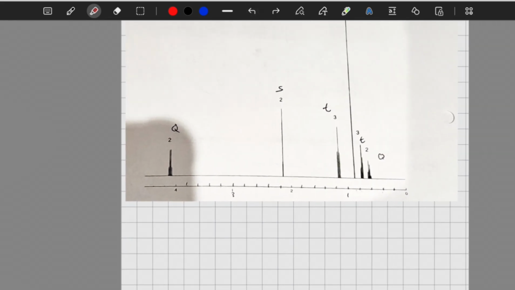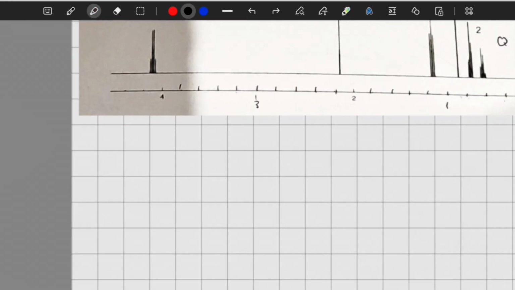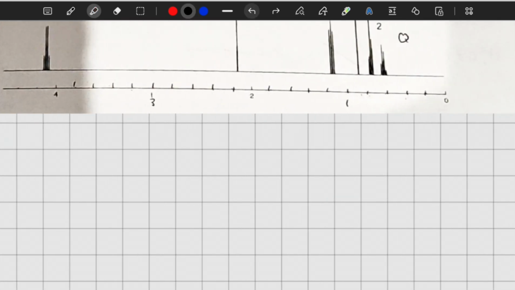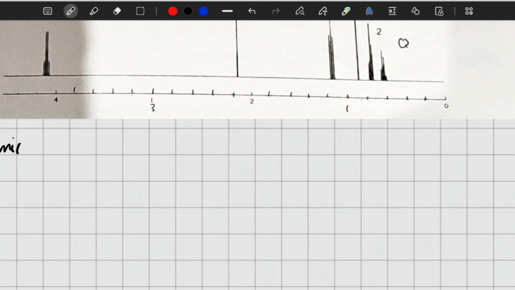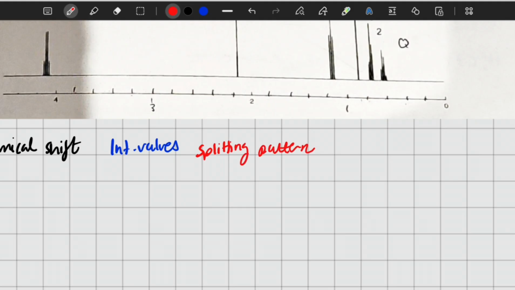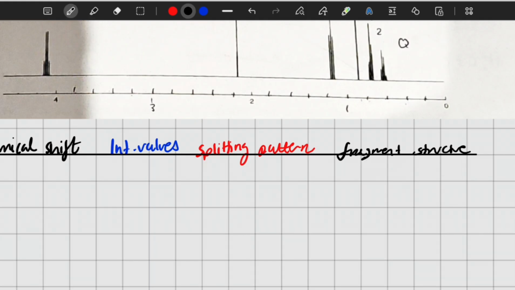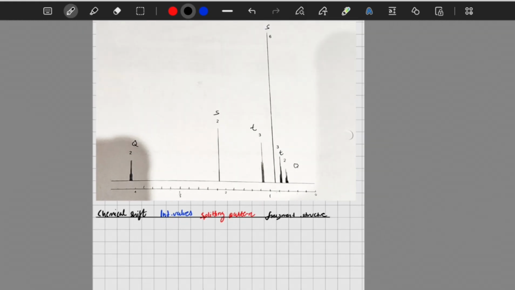Okay, so now I'm going to do my table like in the last one. So chemical shift. Integration values. Splitting pattern. And then our fragment structure. So this is kind of a hard question. So if you guys went through it, did it, then well done. Okay, so let's start with this one.